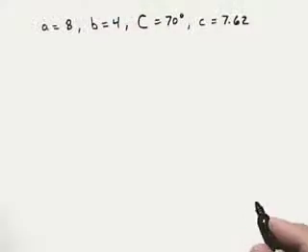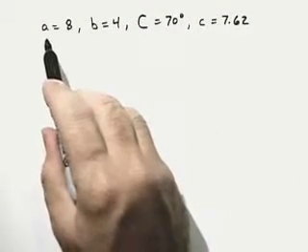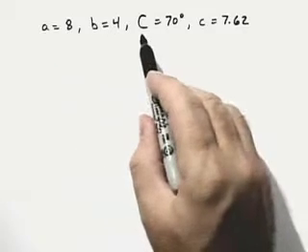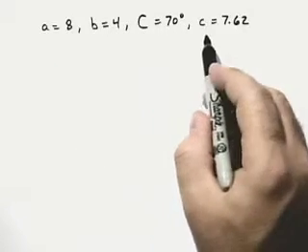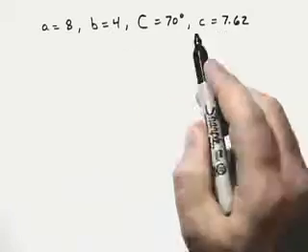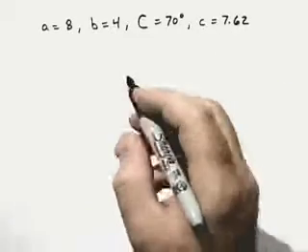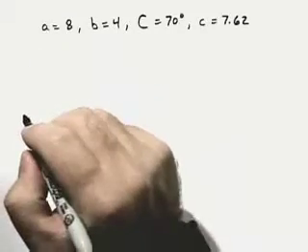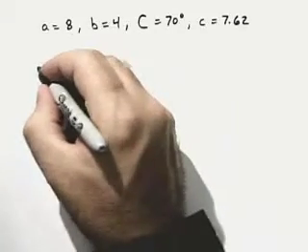We now have the lengths of the three sides of our triangle. Our next step will be to find one of the other remaining angle measures. We have that side A is 8 units, side B is 4 units. The measure of angle C is 70 degrees, and we found the length of side C to be 7.62 units. We're going to use the law of cosines to find the measure of angle A.